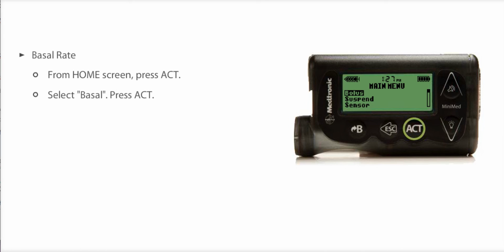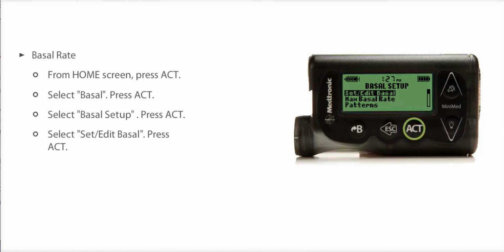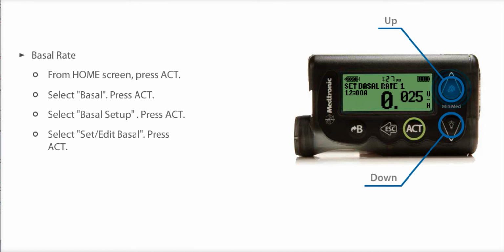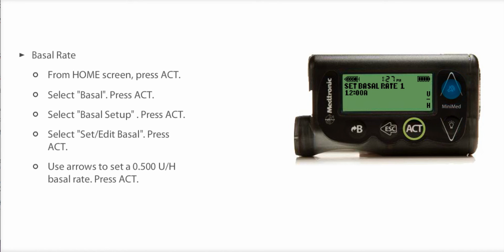On the main menu, scroll down to Basal and press Act again. On the Basal menu, scroll to Basal Setup, then select Set Edit Basal. Press Act. On the Set Basal Rate 1 screen, use the up and down arrows to enter your practice basal rate amount. For this practice exercise, we will program a basal rate of 0.500 units an hour.